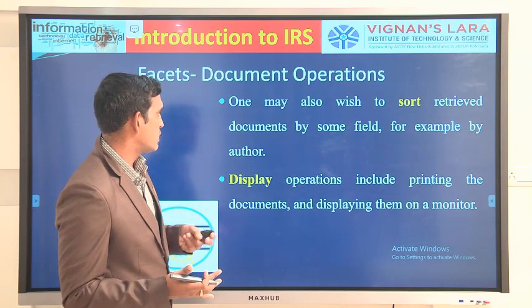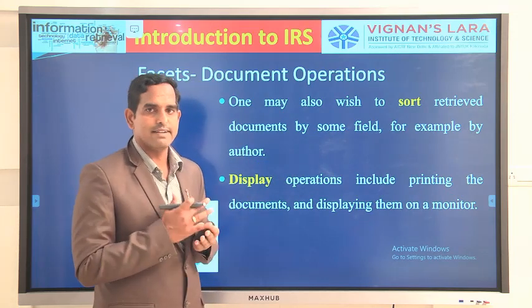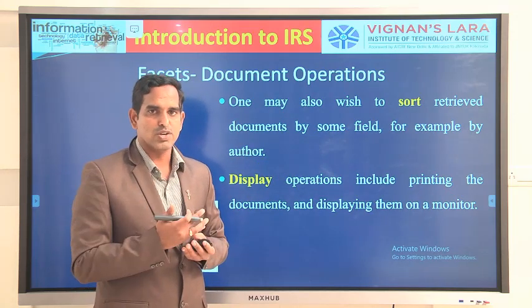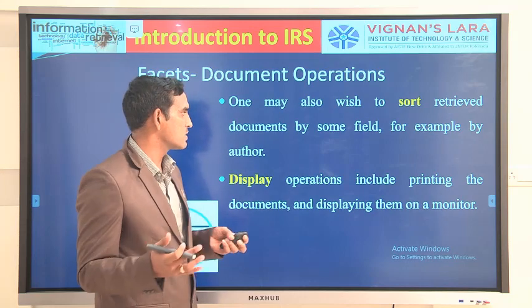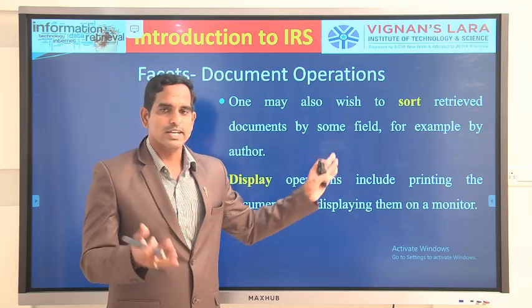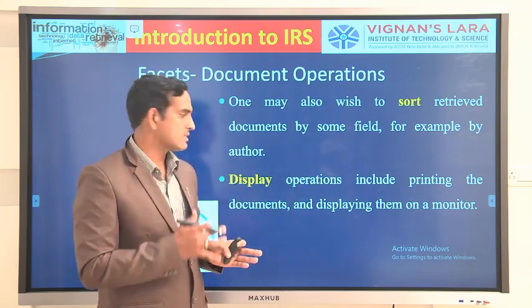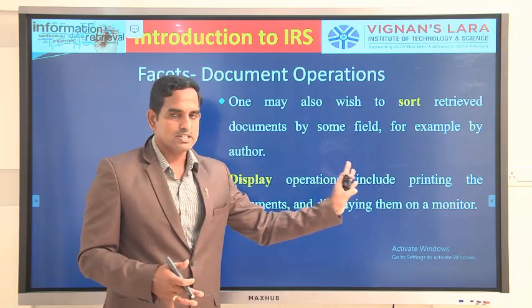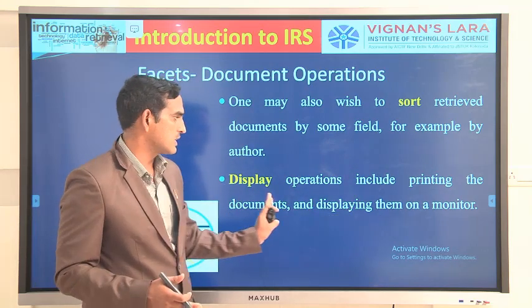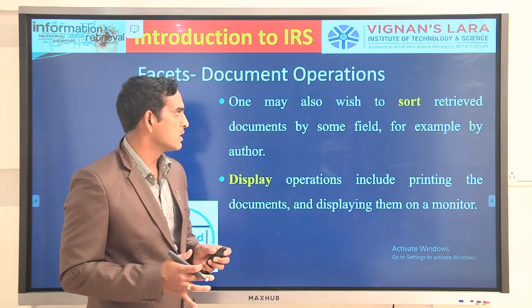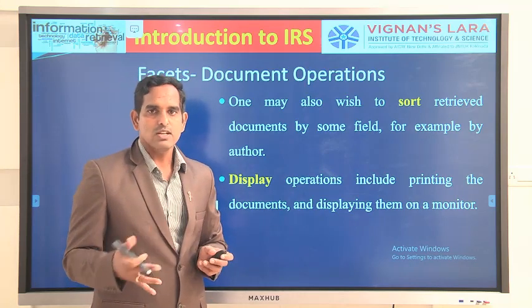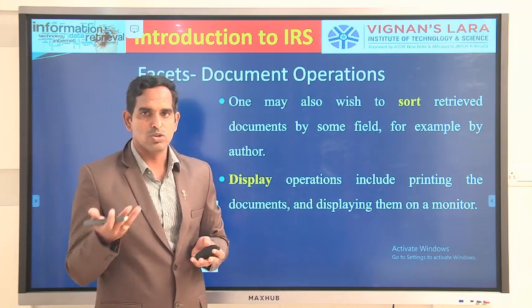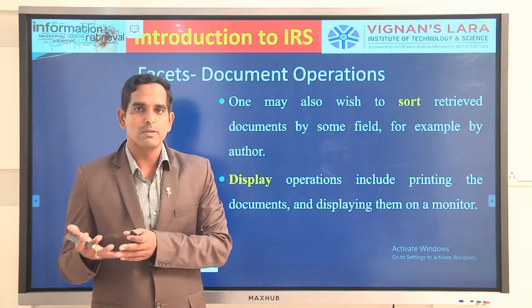The next one, we may also wish to sort your retrieval list. Whatever list of files you have retrieved from your search could be sorted. So sorting also will be supported by your IRS system. Next, display operation will include printing the documents and displaying the documents on the monitor. So display is a basic thing. You should be able to either display the particular document or print those documents.